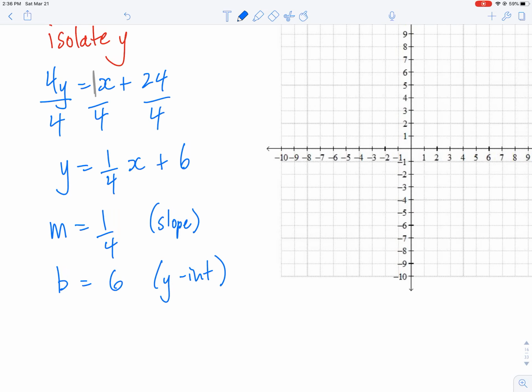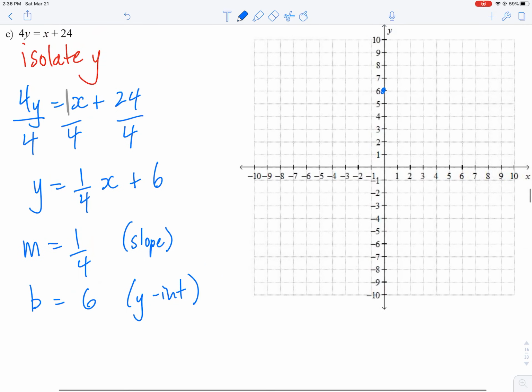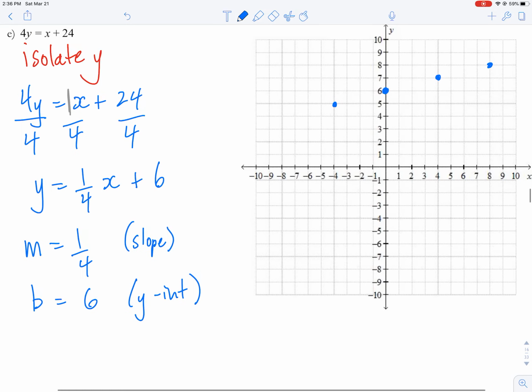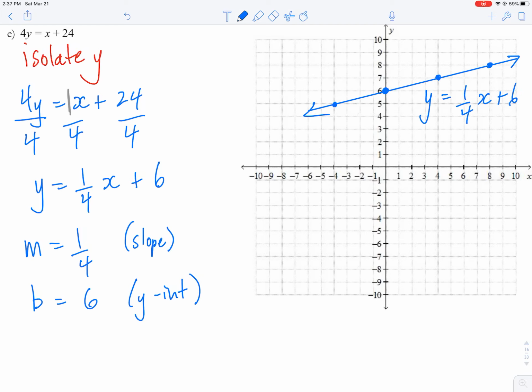That's my y-intercept. So to graph this, 6 with a slope of 1/4, up 1, across 4, up 1, across 4, down 1, back 4. So if I connect these dots, I get this line y equals 1/4 x plus 6.